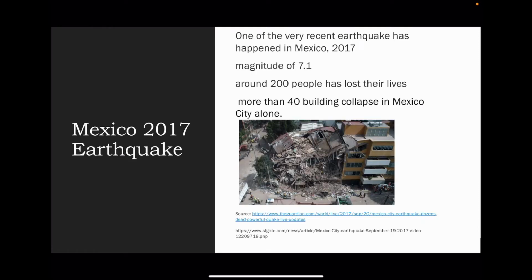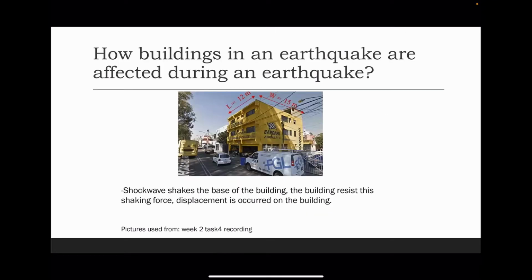We're going to analyze the 2017 Mexico earthquake to understand how buildings are affected by an earthquake. As shock waves arrive below the building, the base of the building is shaken while the building itself tends to resist this lateral force. Hence, the building is displaced. Damage is dealt to the building each time a displacement occurs.